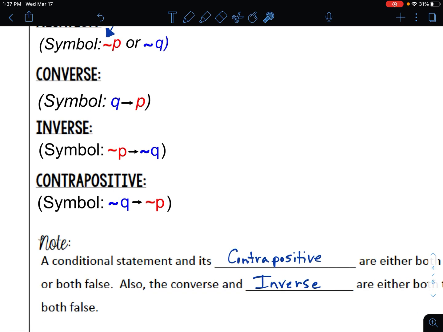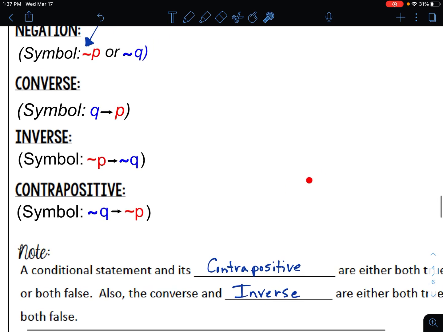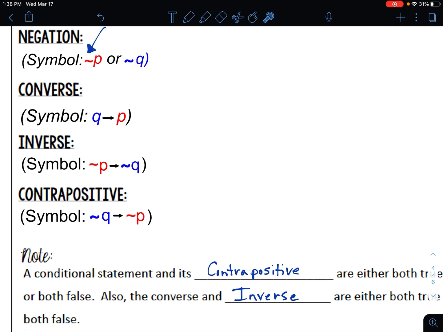A conditional statement and the contrapositive are either both true or both false. We'll talk a little bit about that. And the converse and inverse are either both true or both false, okay? So what we're going to do is practice the rest of this time writing these out. It's going to tell us, here's the conditional. Go ahead, write the converse, the inverse, and the contrapositive.